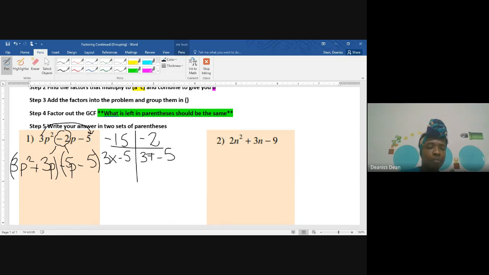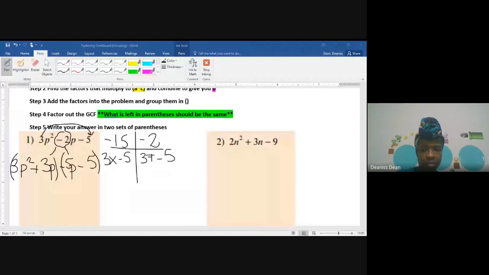So we're almost done. We have to factor out the GCF of each set of parentheses, all right? So we're looking at this first set right here. You have 3p squared plus 3p. What would be their GCF? The GCF for 3p squared and 3p, what would it be? Okay, so the numbers would be 3. What about your variables? Remember, you can also have a GCF of variables.